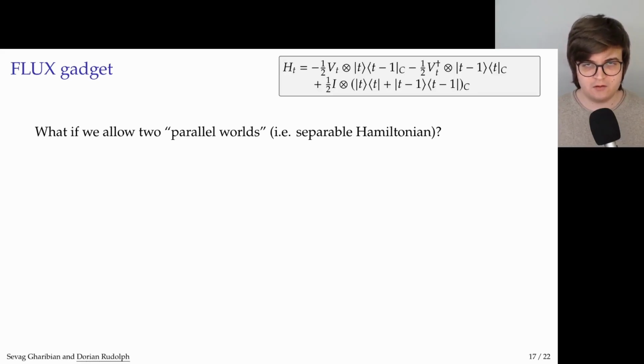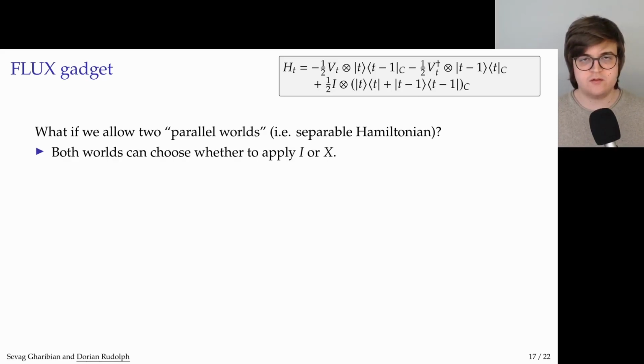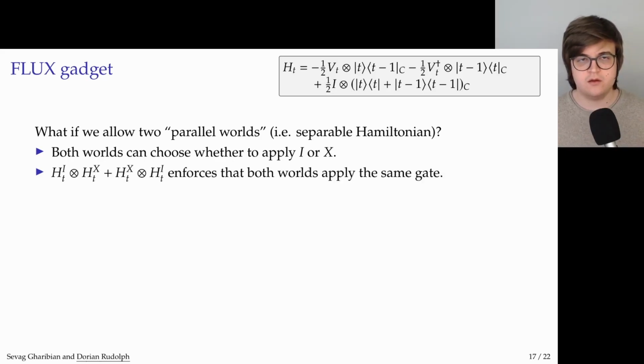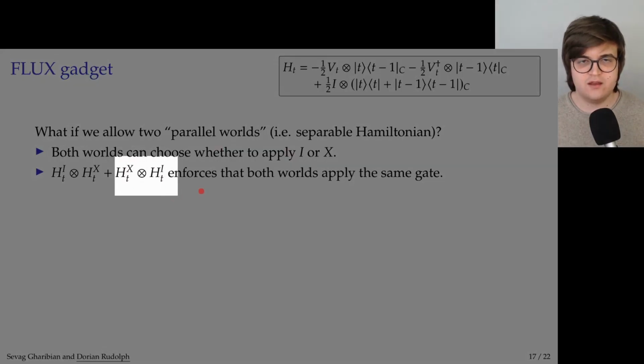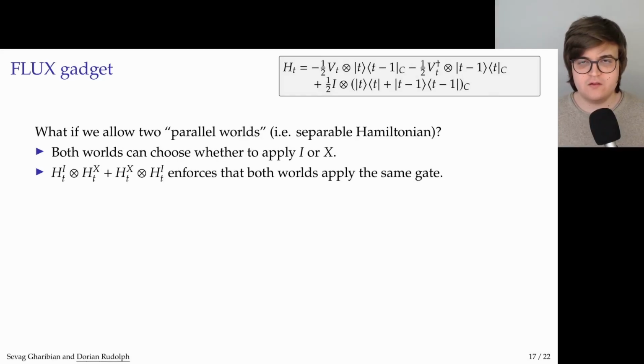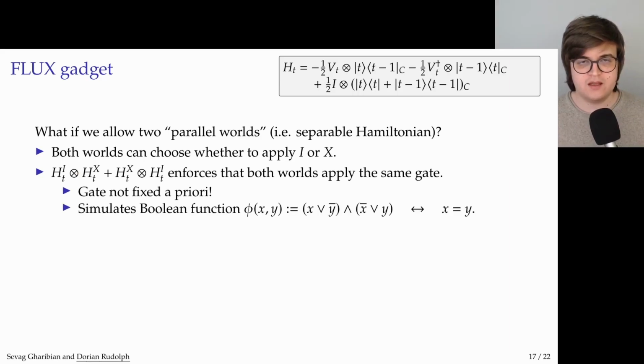What if we allow two parallel worlds, or more formally, a separable Hamiltonian? Both worlds can choose whether to apply I or X at each time step. We define the FLUX gadget to enforce that both worlds apply the same gate. It consists of HTI times HTX plus HTX times HTI, which is the transition Hamiltonian for gate X or I respectively. Therefore, we don't fix the gate a priori, but this gadget simulates the Boolean equality function because if, for example, the first world applies an X and the second an I, then the first term would be violated.